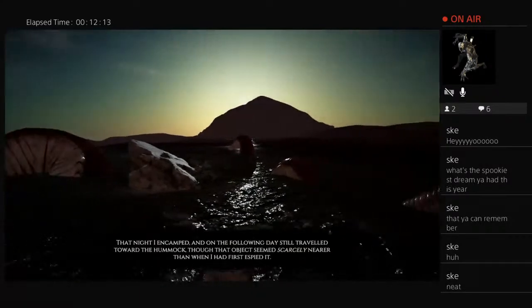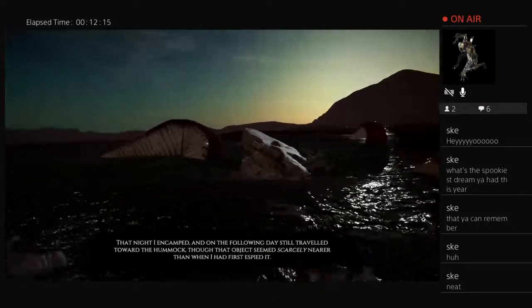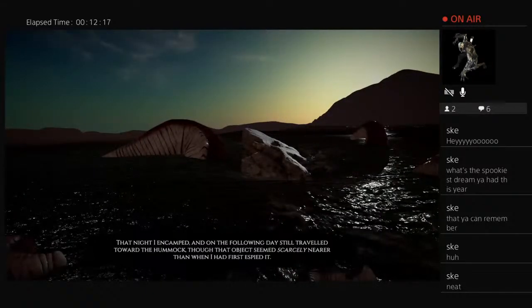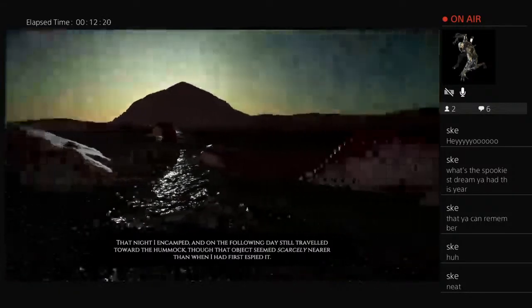That night, I encamped. And on the following day still travelled toward the hummock, though that object seemed scarcely nearer than when I had first espied it.